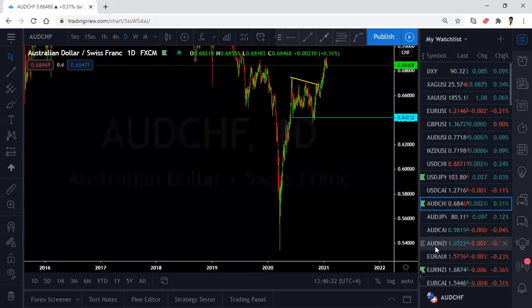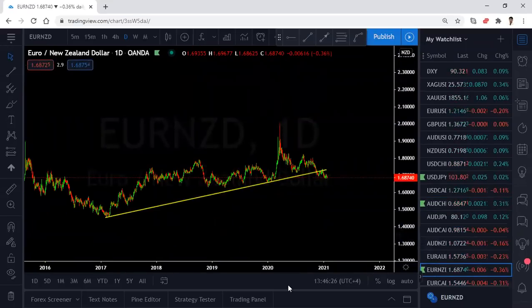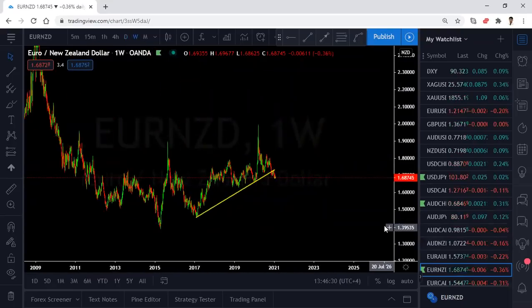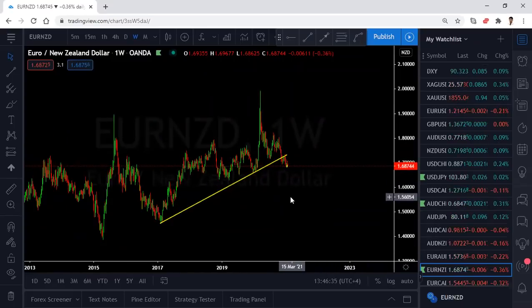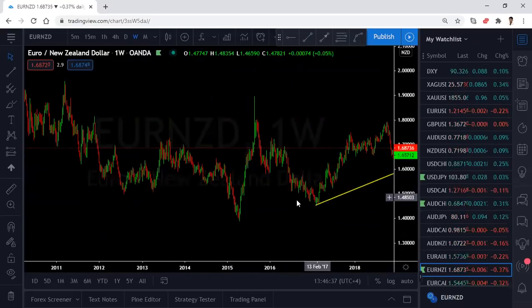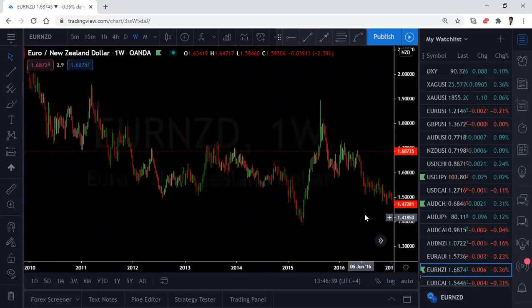Aussie pairs, I showed you all of them. You can go watch that webinar again. So let's go to the Euro-New Zealand. Euro-New Zealand is breaking out of the structure. This is quite an interesting one. I don't know how many of you were following me on TradingView when we were here, somewhere around 2016.